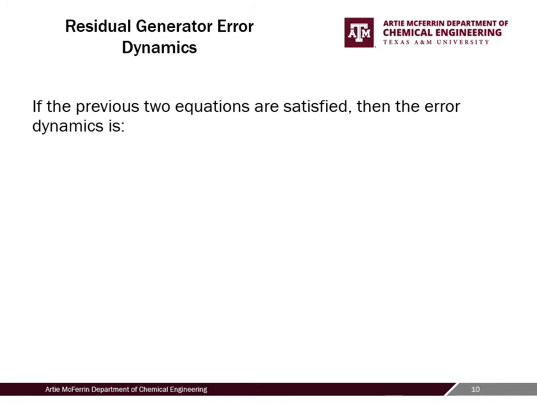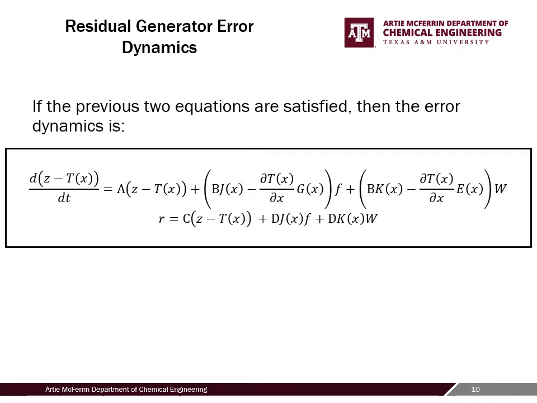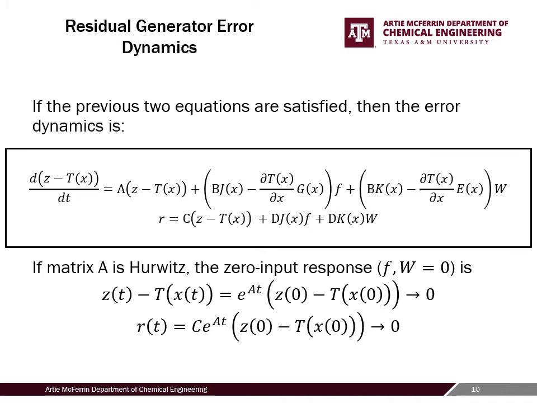If the previous two equations are satisfied, then the error dynamics is as shown. And if matrix A is Hurwitz, then from the zero input response, that is when the faults and disturbances are equal to 0, we can see that R of t, that is the residual, decays to 0 as t goes to infinity, which is what is desired from the functional observer condition.